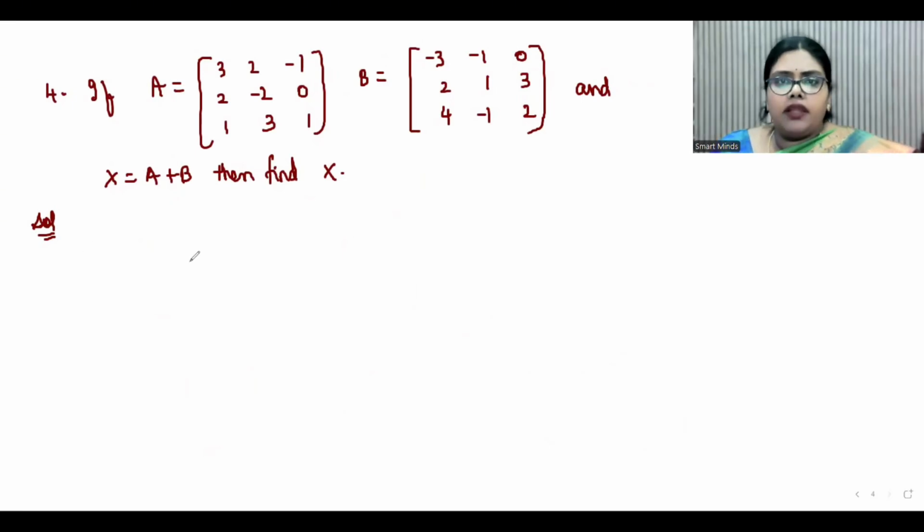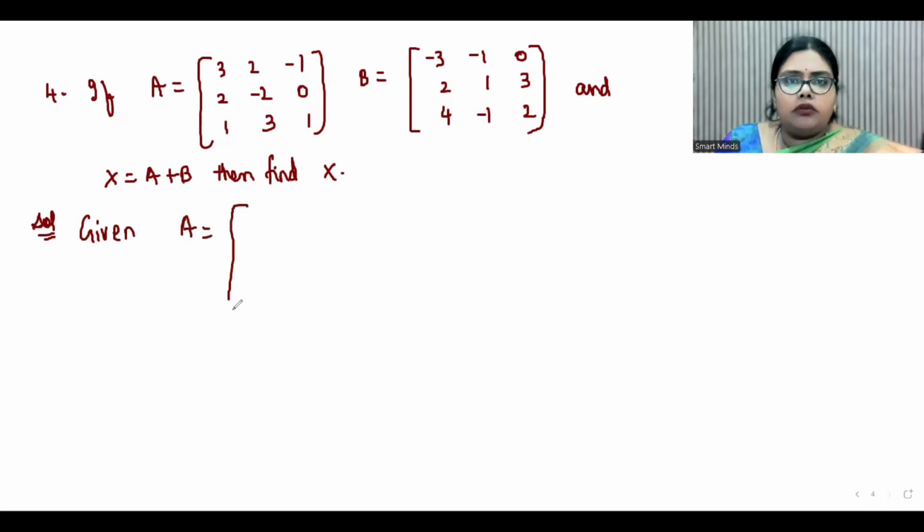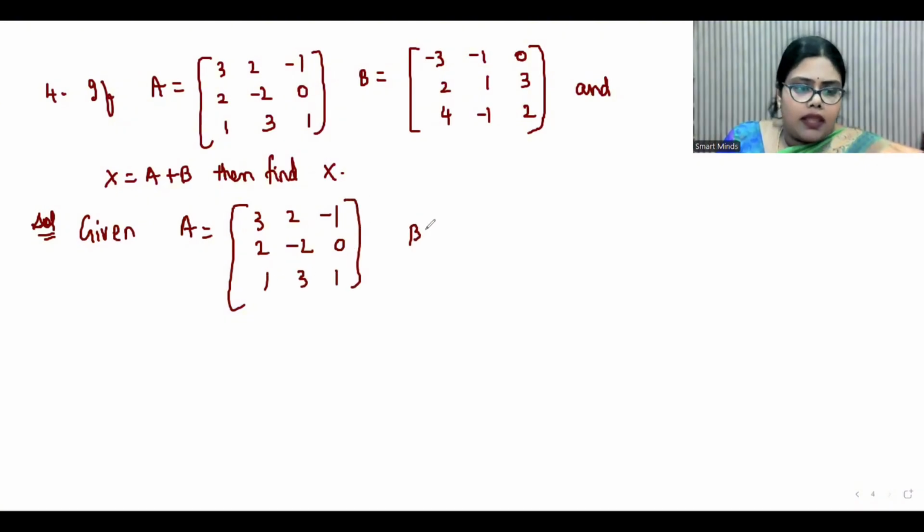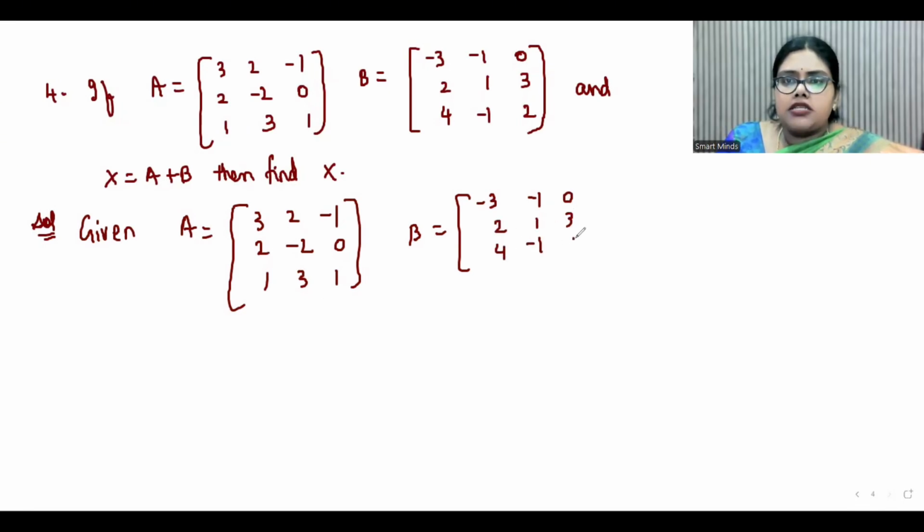Take the next question. If A and B are given to us and X is equal to A plus B, then find X. So first write the given matrix. A is equal to [3, 2, -1; 2, -2, 0; 1, 3, 1] and B is equal to [-3, -1, 0; 2, 1, 3; 4, -1, 2]. Now also what is given to us? X is equal to A plus B. That means if we add these two matrices, we will get X.